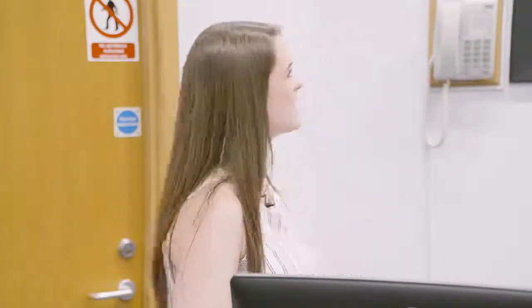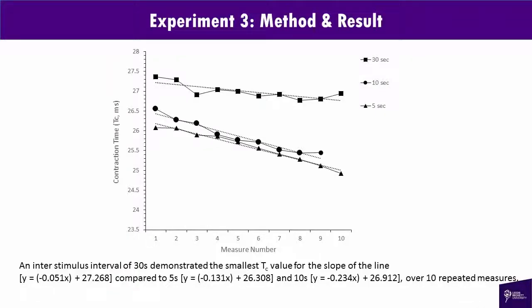Then we also look at how stable the measures are over time. This is the measure number 1 to 10, and we're looking at contraction time here. You can see that the most stable interstimulus time over time is 30 seconds.